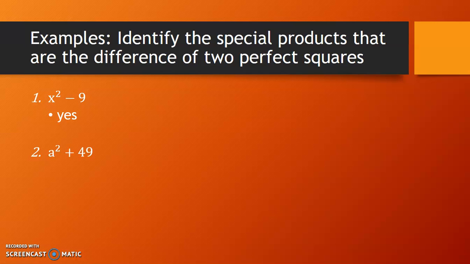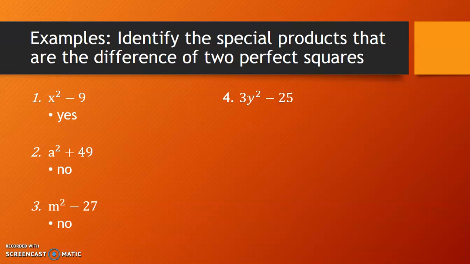For the second one, I can square root a squared and the 49, I would get a and 7, but there's a plus sign in the middle, which means that it's not a difference, because difference would be subtraction. So that one would be a no. And for this one, m squared minus 27, I can square root m, but I cannot square root 27. That doesn't come out to be a nice number if I plug that in, so that one's also a no.